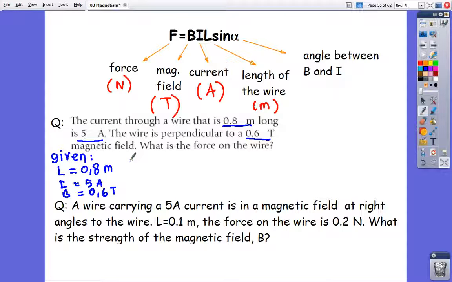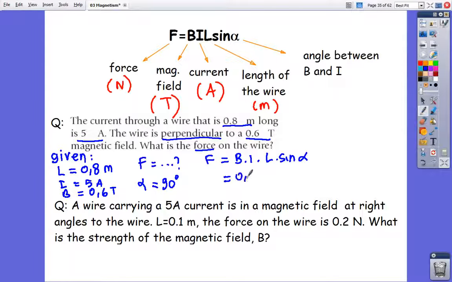And what is being asked? It is asking for the force F. We can find F by applying F = BIL sin alpha. How about the alpha? Because it is perpendicular, alpha is 90 degrees. B is 0.6, I is 5 amperes, L is 0.8, and sin 90 equals 1.